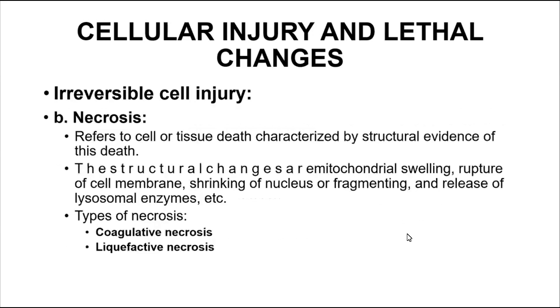And also necrosis. What is necrosis? It refers to cell or tissue death characterized by structural evidence of death. It could be that there is mitochondrial swelling, rupture of the cell membrane, shrinking of the nucleus or fragmenting, and release of lysosomal enzymes, thus leading to cellular death or necrosis. And by the way, there are actually two types of cell death. These are necrosis and apoptosis.